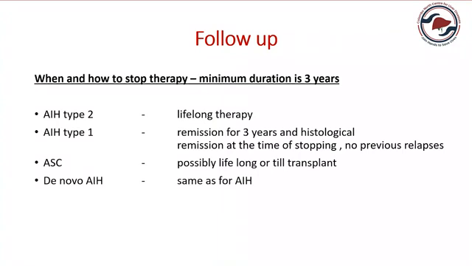Autoimmune sclerosing cholangitis, again, possibly lifelong or until liver transplant. De novo autoimmune hepatitis, same as for other types, depending on its type.